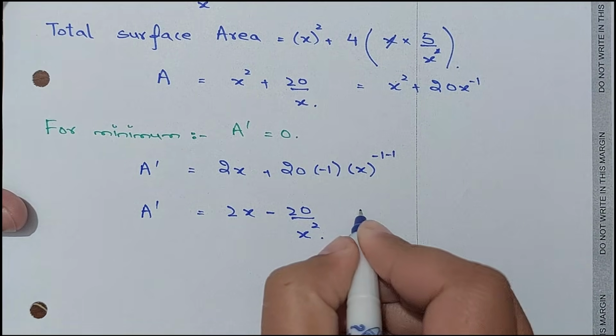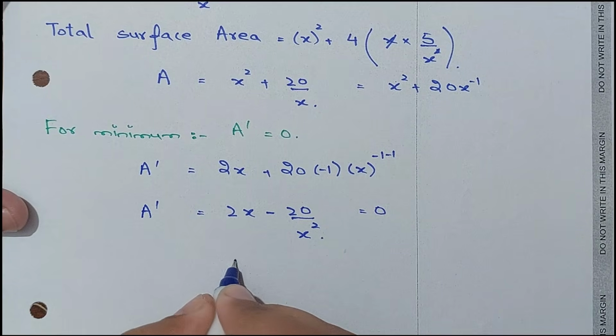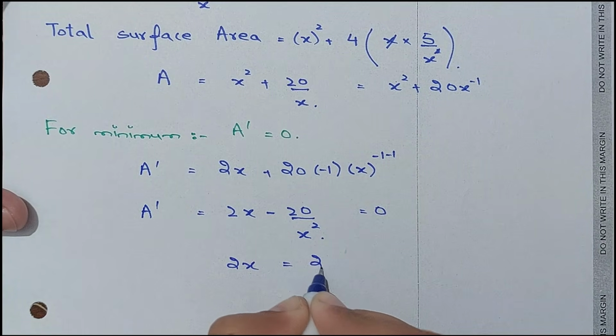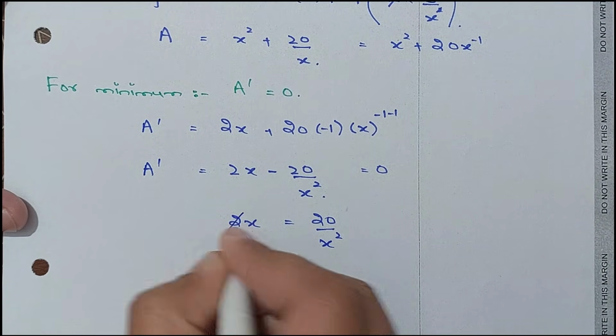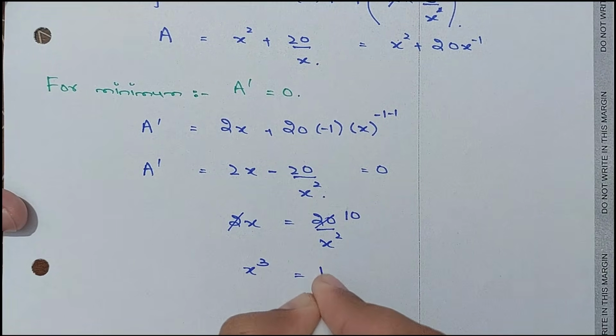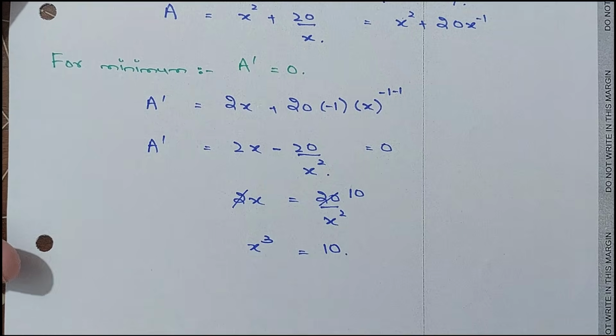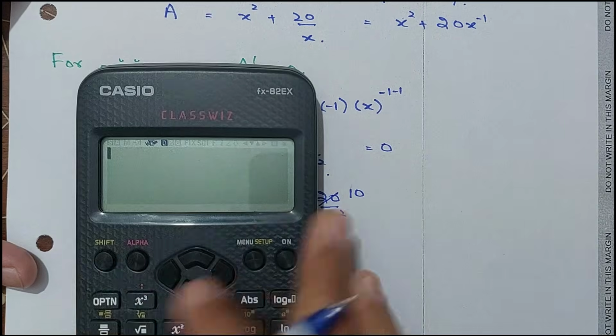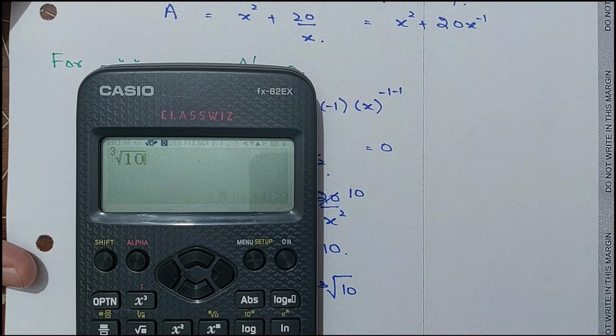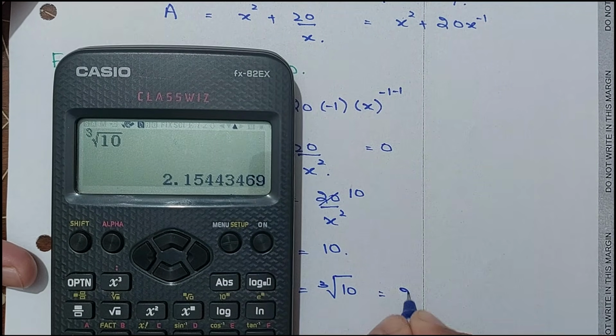Now put this equal to 0 and solve for x. So 2x is equal to 20 over x square, right? Cross multiplied. So this x and x square would be x cube. 2 and 20 would be 10, right? We have given x can vary, so x should be equal to the cube root of 10. So the cube root of 10 is 2.15.